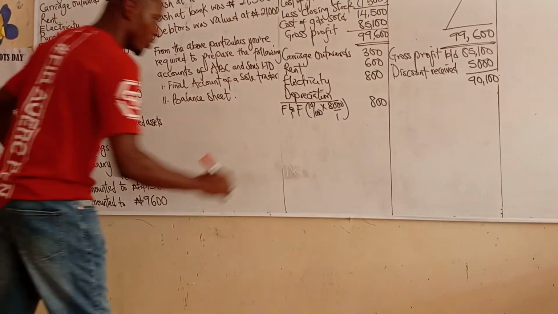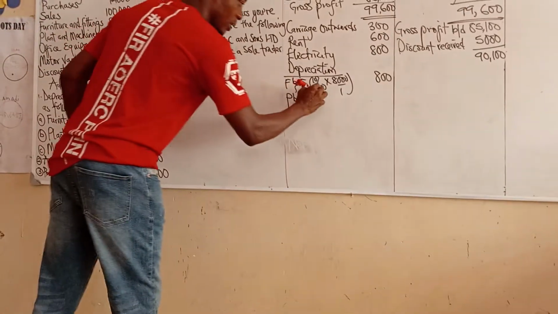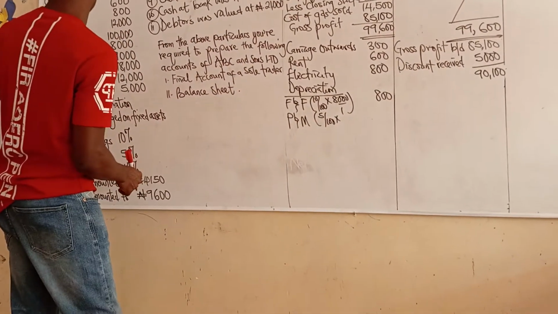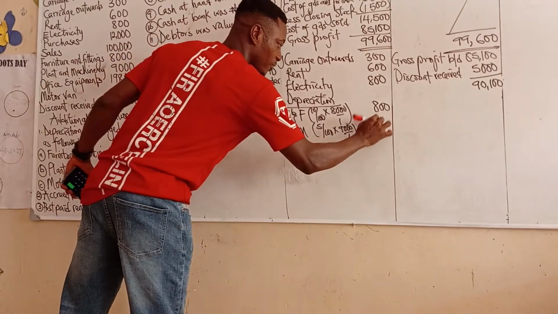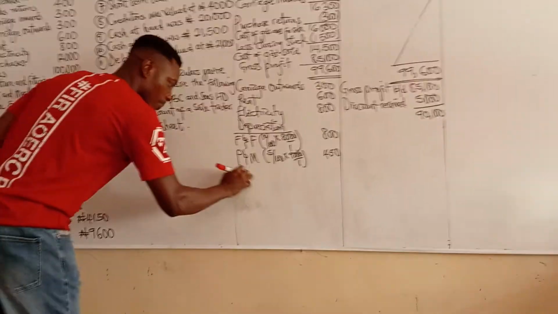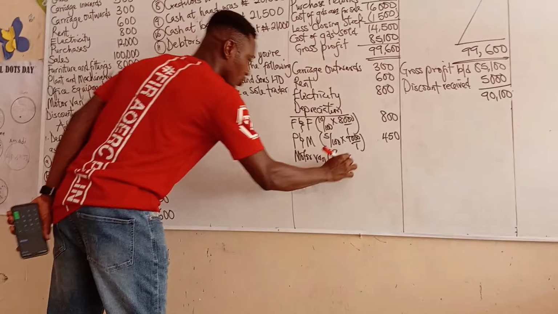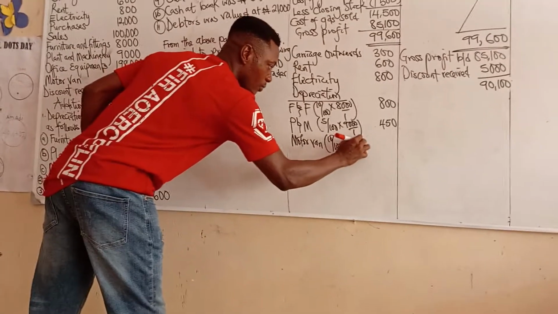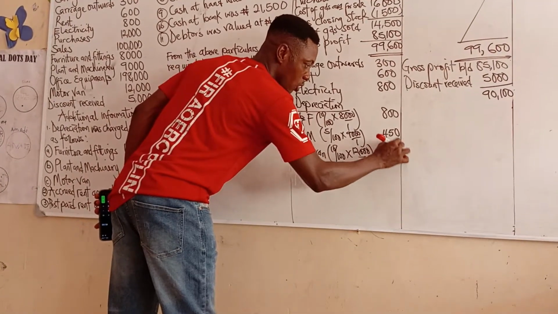Then the second depreciation, we have plant and machinery, P and M. P and M is 5% on the original cost. 5% multiplied by the original cost of plant and machinery, which is 9,000. So 5% of 9,000 over 1 will give me 450. Then the third one, we have motor van. Motor van, the depreciation is 10%. So I have 10 over 100 multiplied by the original cost of motor van, which is 12,000. So 10% of 12,000 is 1,200.